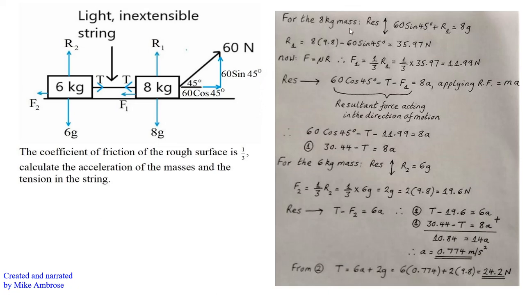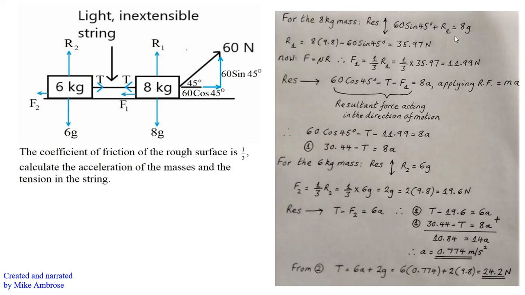For the 8 kilogram mass, you need to resolve vertically. This is a double arrow because the 8 kilogram mass is not moving vertically upwards or downwards. To create the equation for resolving vertically, you need to look at the forces that are going vertically upwards and vertically downwards. The forces that are going vertically upwards are 60 sine 45 and R1, and the force that is acting vertically downwards on the 8 kilogram mass is 8g.